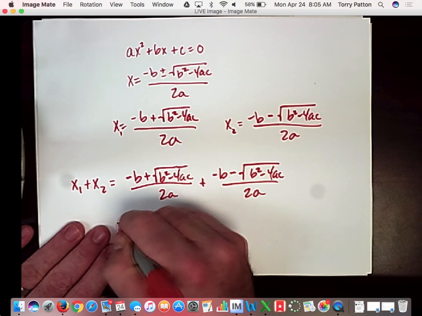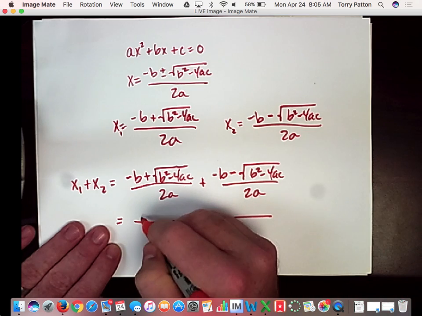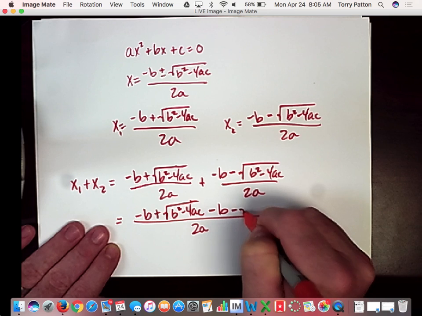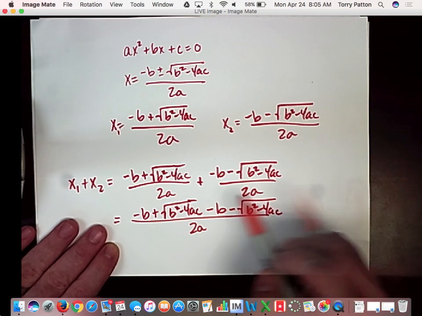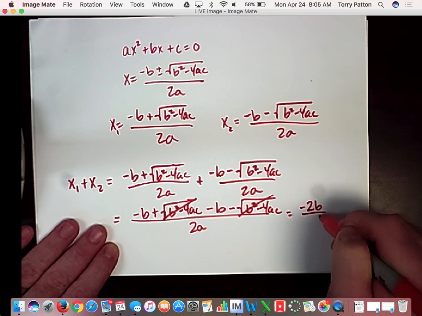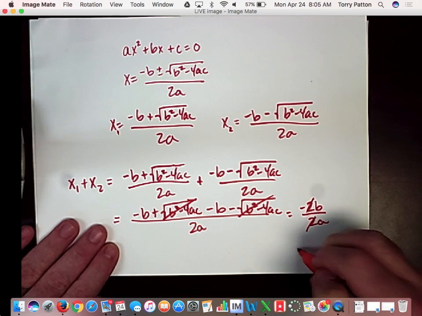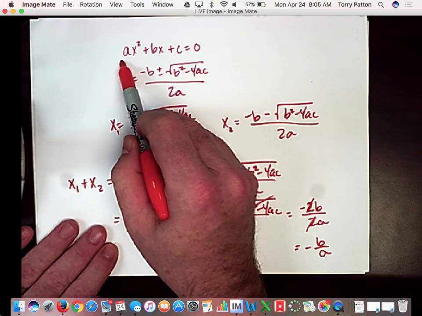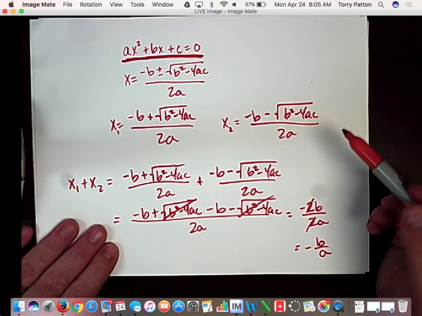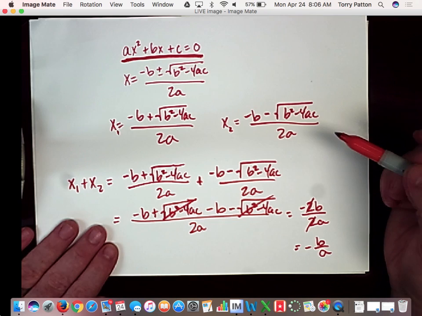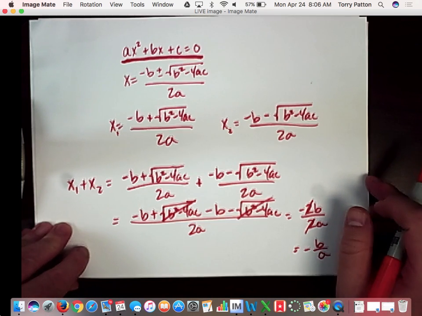They already have a common denominator of 2a. So on the top, you're going to have negative b plus the square root of b squared minus 4ac, minus b minus the square root of b squared minus 4ac. Plus that, minus that goes away. Minus b minus b is minus 2b over 2a. It is negative b over a. So if you have a quadratic equation, the sum of the solutions is negative b over a. Now what about the product of the two solutions?